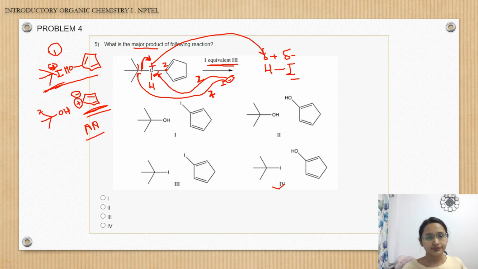So if it is attacking carbon number 1, then you will have this particular compound in the system. So it will be the product for your reaction. Is it clear? Option number 4 is the correct one. Any queries, any problem in this question?